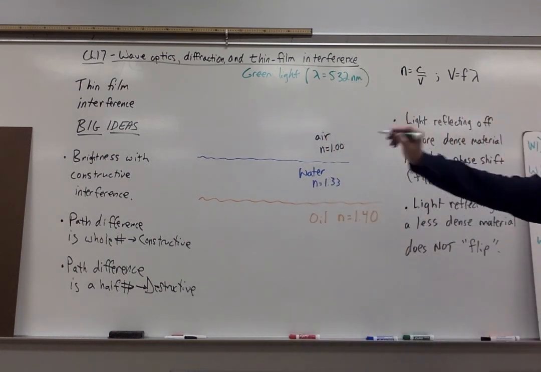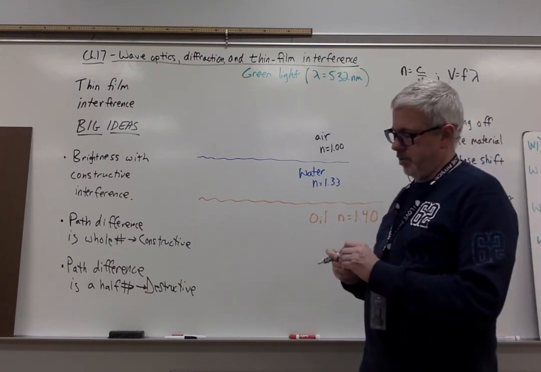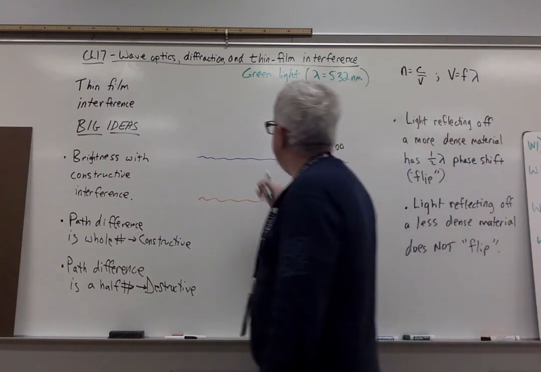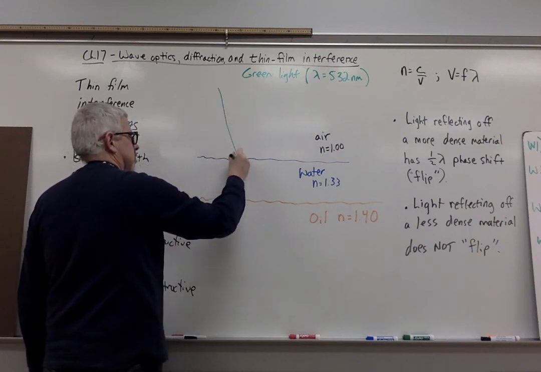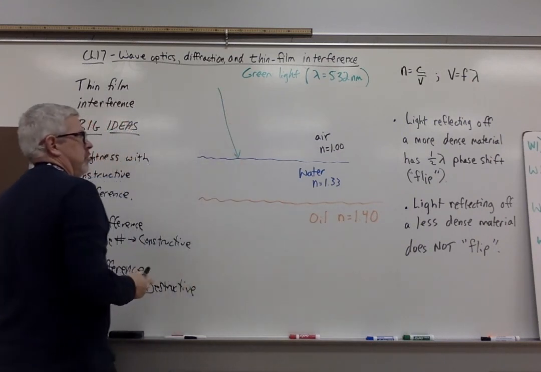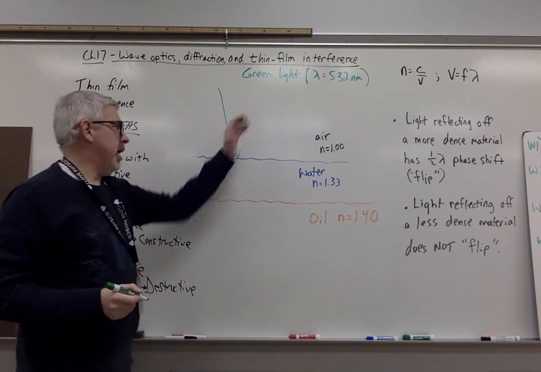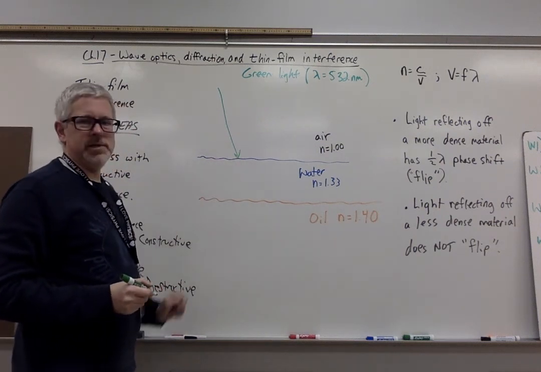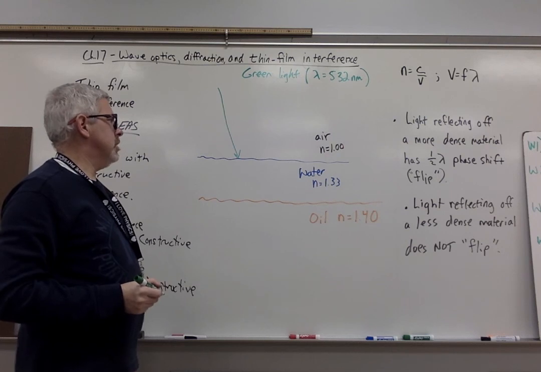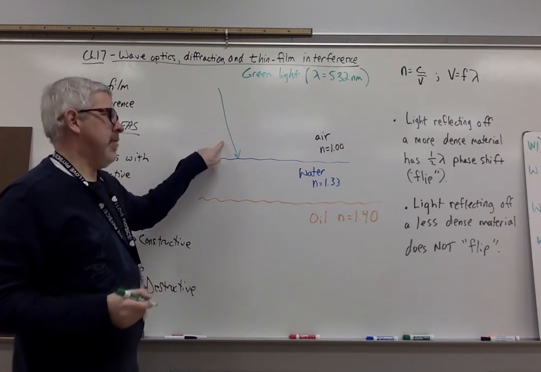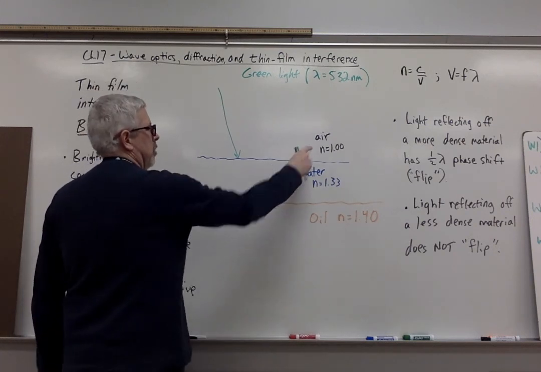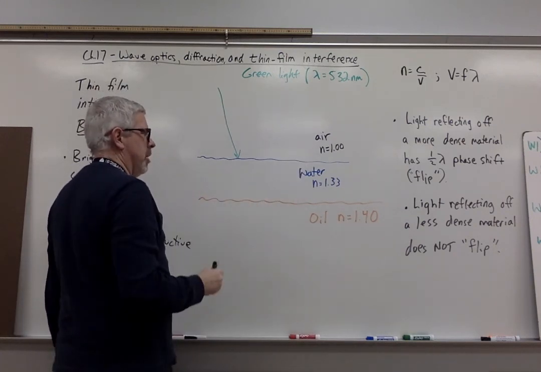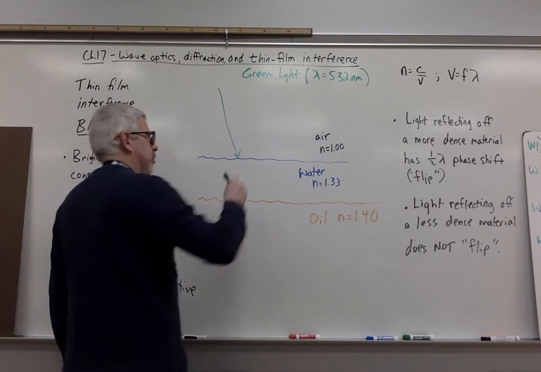So I'm not going to draw it as waves. I'm going to draw it as just a straight line. So let's say we have light that's incident upon a surface, so it's coming in like this, and it hits this surface. Some of it's going to reflect back off, and some of it's going to go down here to this next surface. So the question is, would this light have a phase shift, or would it flip? Well, we're coming from air, but we're reflecting off of water, which is more optically dense. So that would flip.